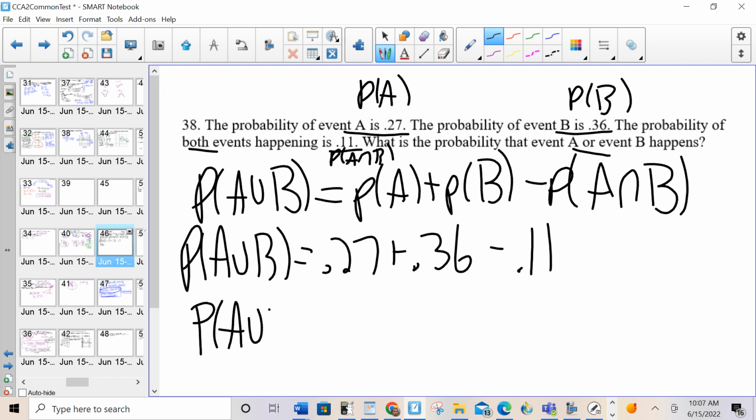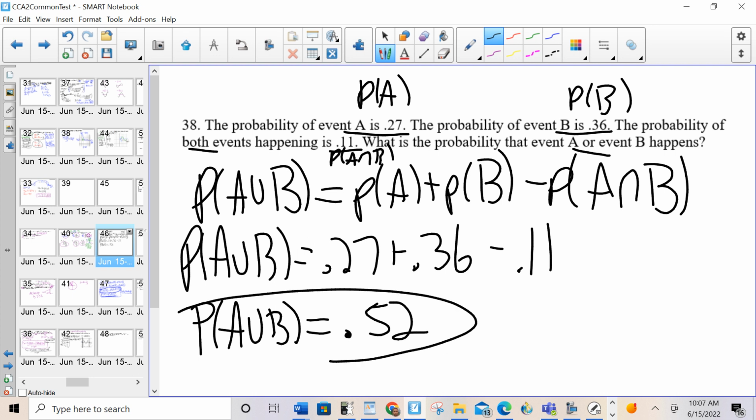And that's it. Leave it as a decimal. Don't convert it to anything unless it specifically asks you to. Done. Or and and are very key words in probability.